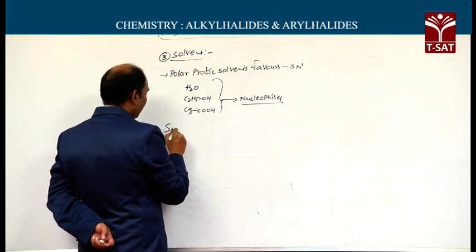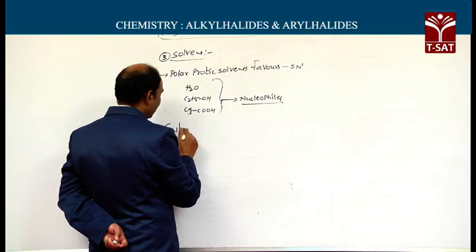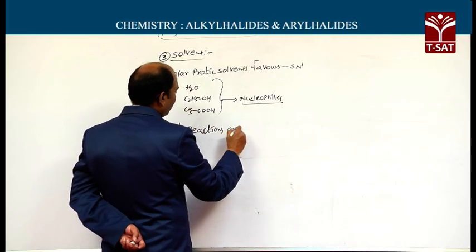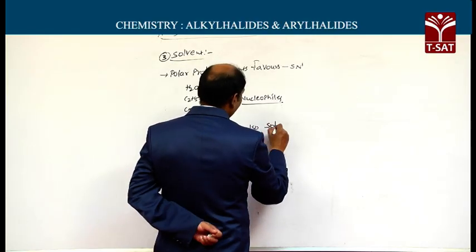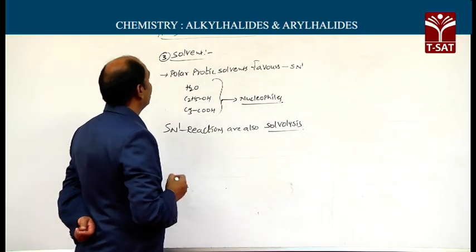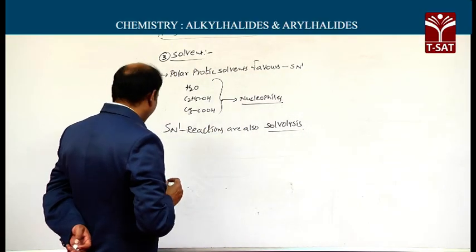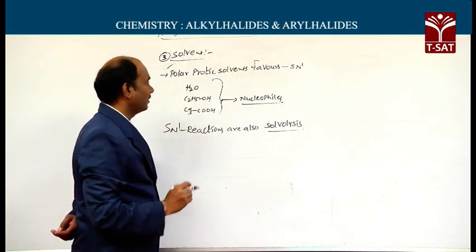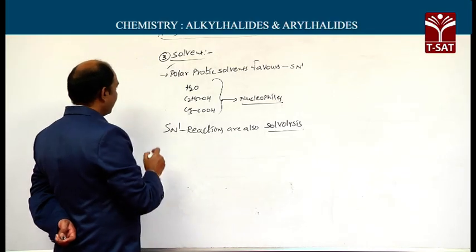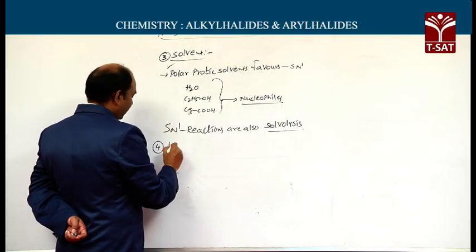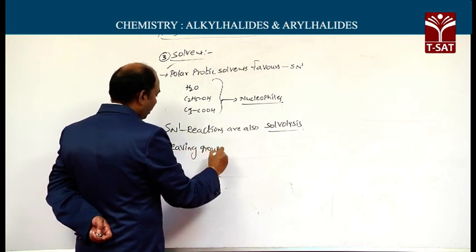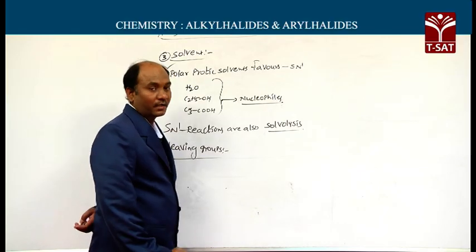Therefore, SN1 reactions are also called solvolysis. So this is the effect of solvent. Polar protic solvents favor SN1 reaction, polar aprotic solvents favor SN2 reaction. So after solvent, the fourth one is regarding leaving groups. So how do leaving groups affect the rate of SN1 reaction?